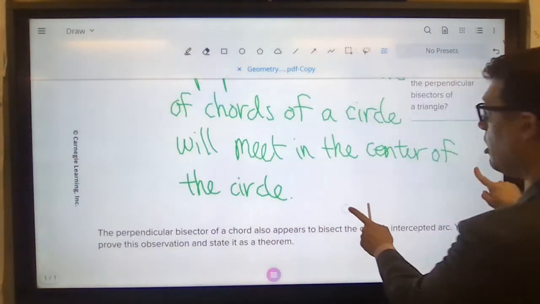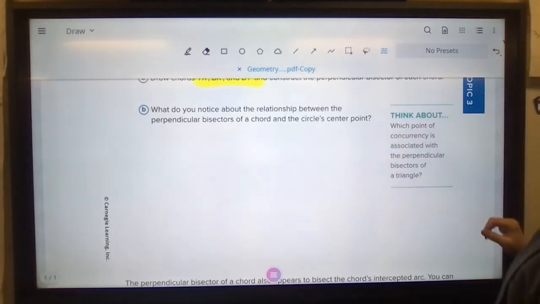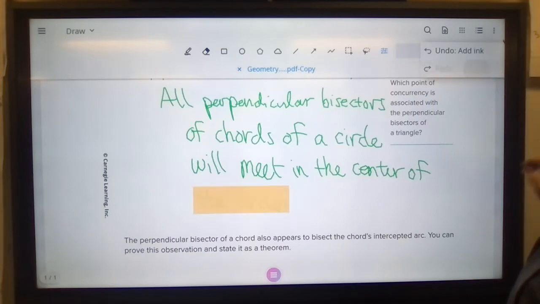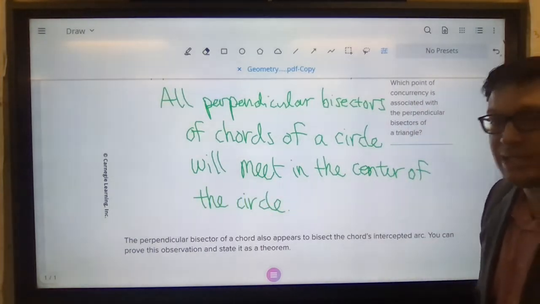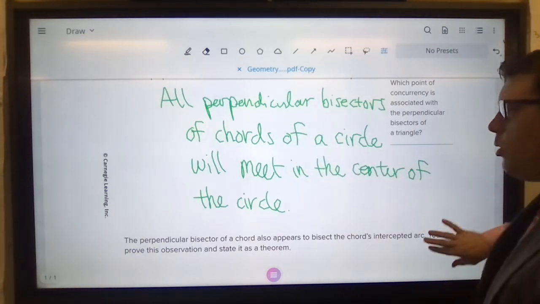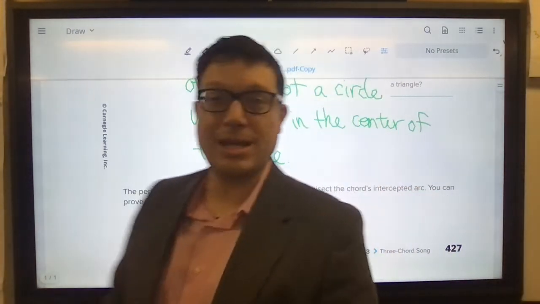Let's zoom out. Let's see all of it in its majesty. All perpendicular bisectors of chords of a circle will meet in the center of the circle. What else do we got? The perpendicular bisector of a chord also appears to bisect the chord's intercepted arc.